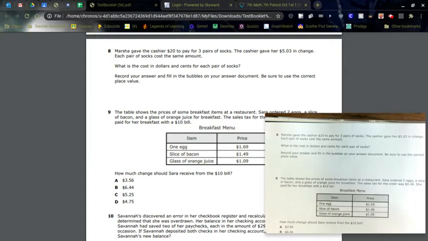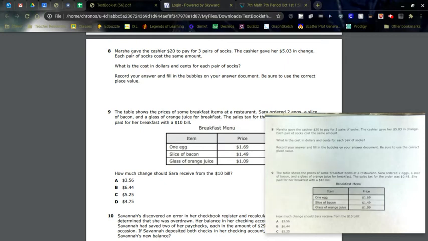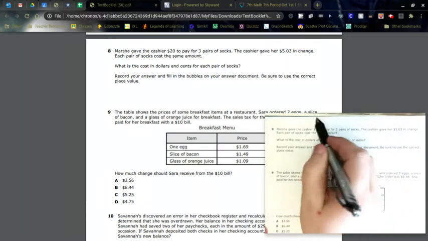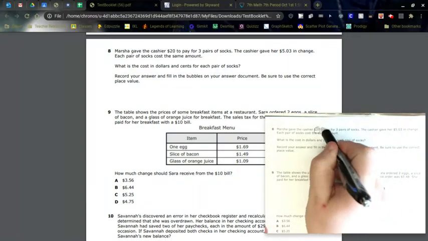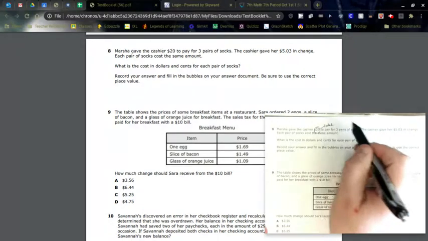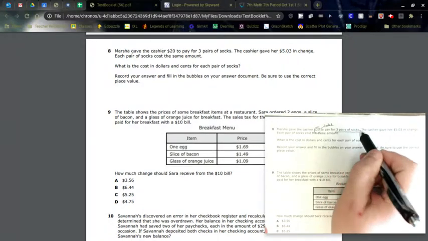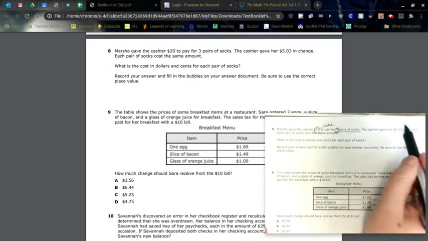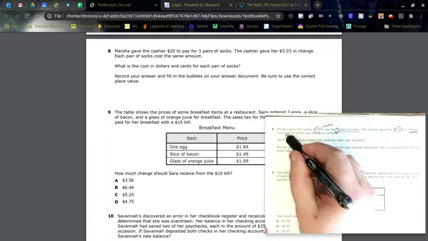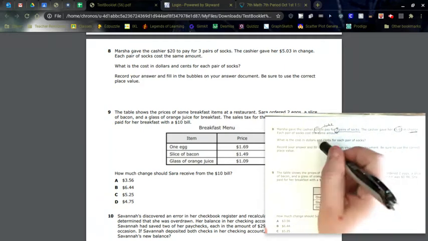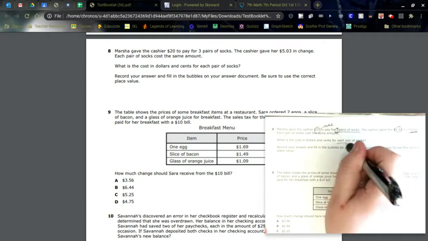Okay, number 8. Marcia gave the cashier $20 to pay for 3 pairs of socks. So she gave the cashier $20. That's my total I gave. Okay, 3 pairs of socks. The cashier gave her $5.03 in change. Each pair of socks costs the same amount. What is the cost in dollars and cents for each pair?